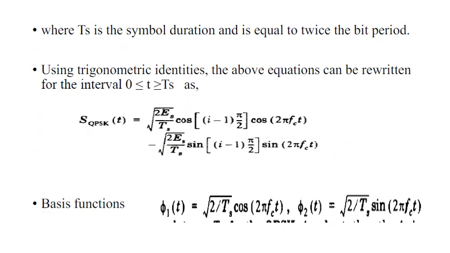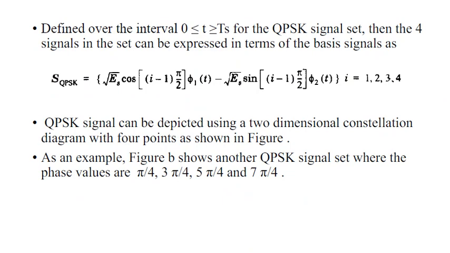This function is one of the basis functions of QPSK, defined over the interval 0 less than or equal to t less than or equal to Ts for the QPSK signal set. Then the four signals in the set can be expressed in terms of the basis signals phi 1 and phi 2, where i is equal to 1, 2, 3, 4.